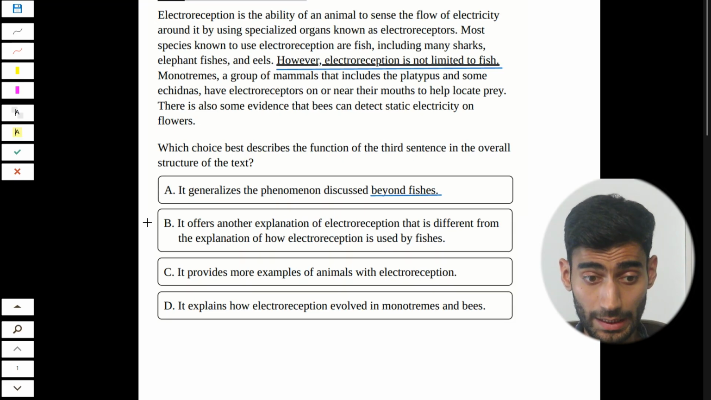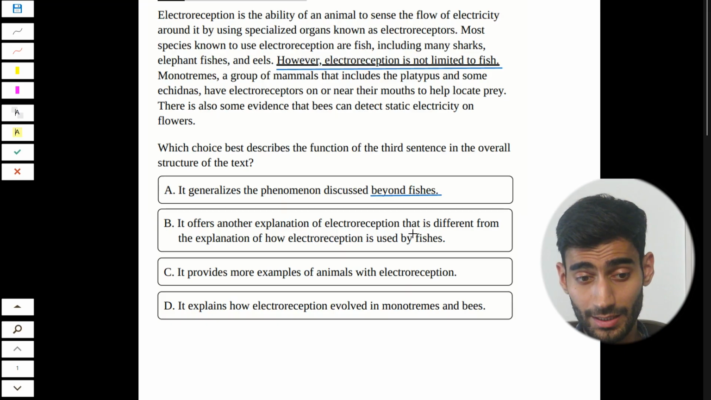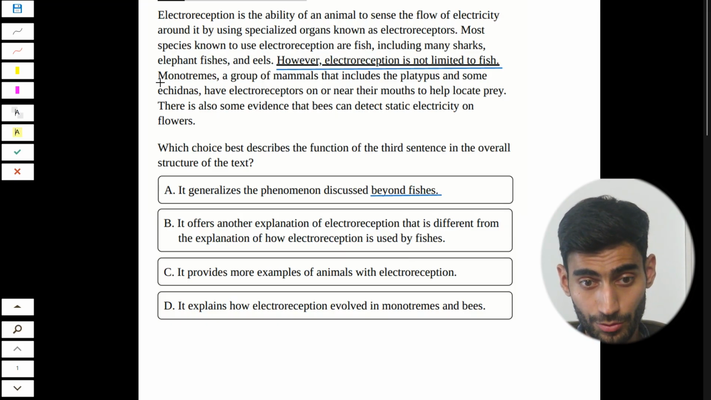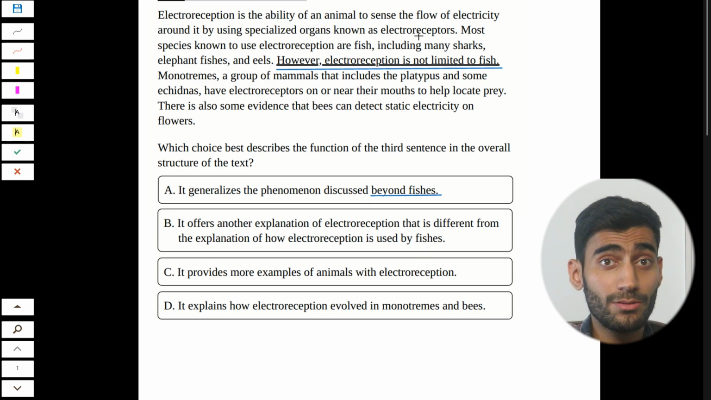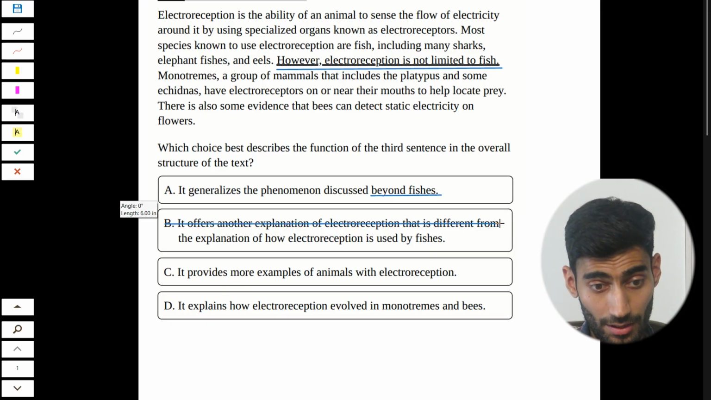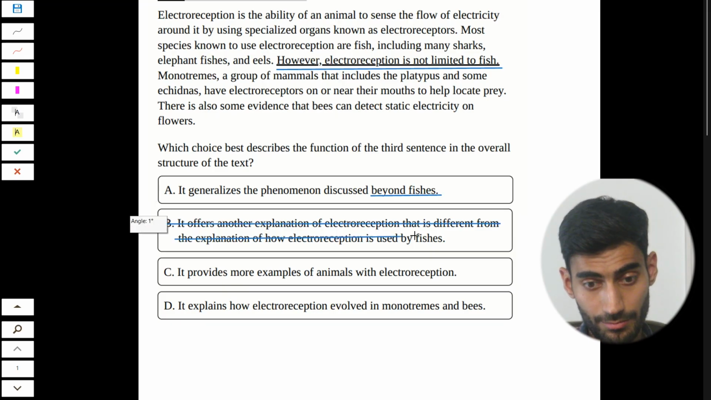Let's see choice B. It offers another explanation of electroreception that is different from the explanation of how electroreception is used by fishes. This is one of those half right, half wrong answers. So we did talk about these other groups of animals and how they use electroreception, but we didn't talk about how different types of fish use it. So option B is not the correct answer.